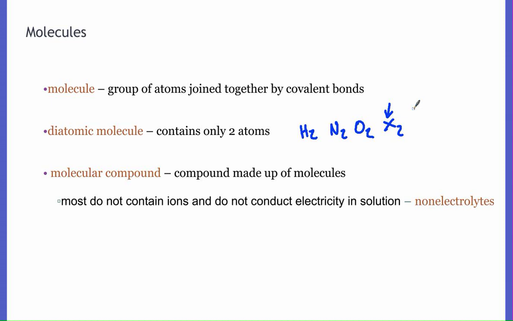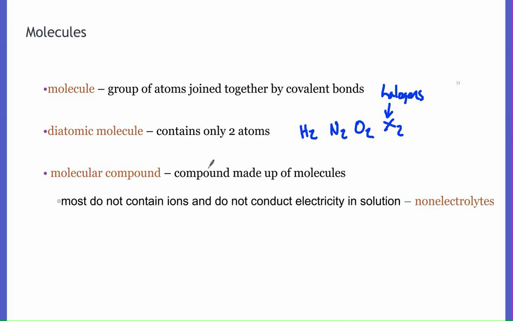Right? When I use an X to generically represent an element, I usually mean halogens. So those are those things in group 17 and group 7A, the fluorine, chlorine, bromine, iodine, those elements. So all of those would end up being diatomic as well, right? They tend to form these molecules because they can work together, two atoms of that same element, to share electrons and both be happy to satisfy your octet rule.